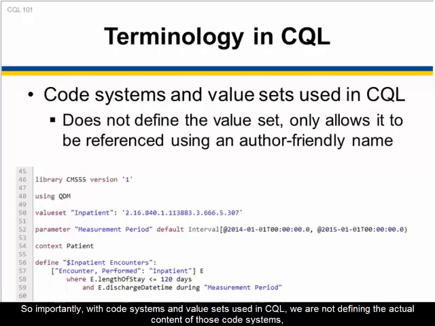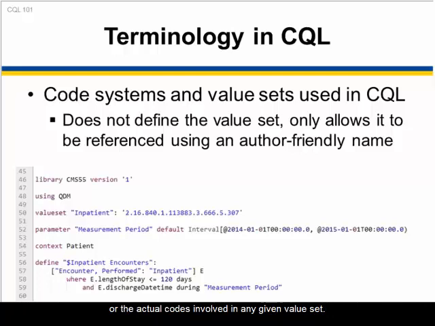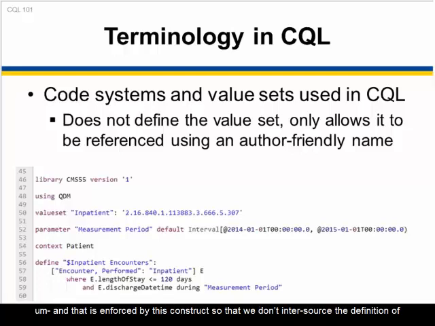So importantly, with code systems and value sets used in CQL, we're not defining the actual content of those code systems or the actual codes involved in any given value set. All we're doing is providing a name so that it can be used by expressions within. And that's enforced by this construct so that we don't intersperse the definition of terminology within the logic itself. So we're keeping that separation between the logic and the terminology.